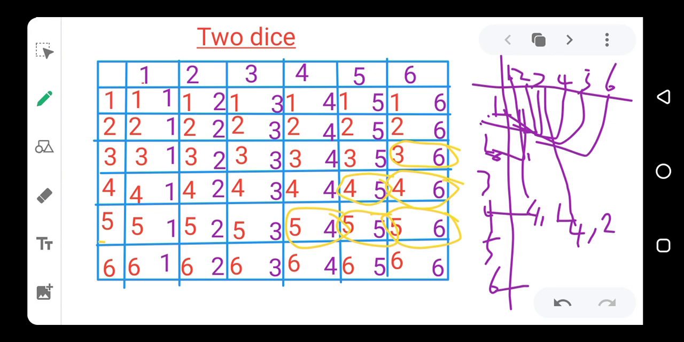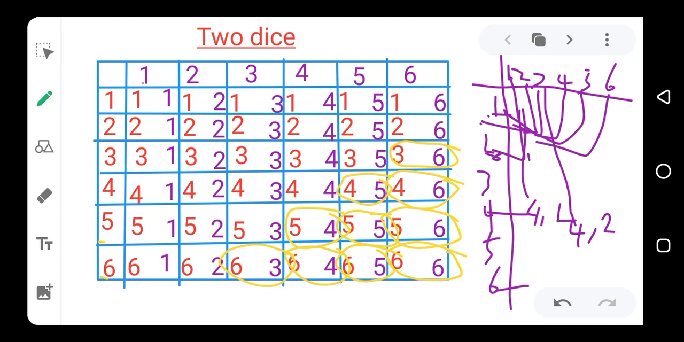Now we go to the last row. We have 6 and 6, which is 12. We count it. At the back of it, we have 6 and 5, which is 11. We count it. At the back of it, we have 6 and 4, which is 10. More than 8, we count it. At the back of it again, we have 6 and 3, which is 9. More than 8, we also count it. And at the back of it, we have 6 and 2, which is 8, not more than 8. So we are not counting it. So that is the whole numbers that are more than 8.